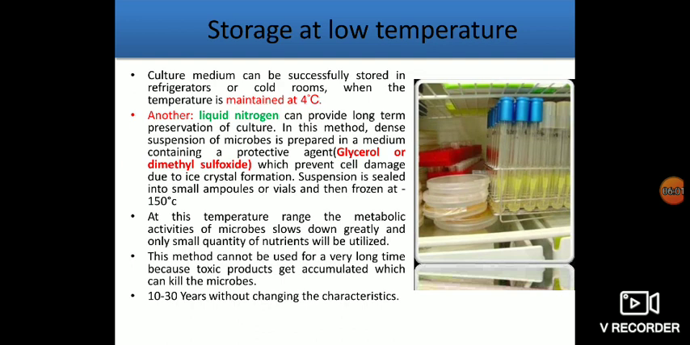Next is storage at lower temperature. Probably in liquid nitrogen, we need to store the organism at very low temperature. Cultures can be successfully stored in a refrigerator or cold room when the temperature is maintained at 4 degrees Celsius.